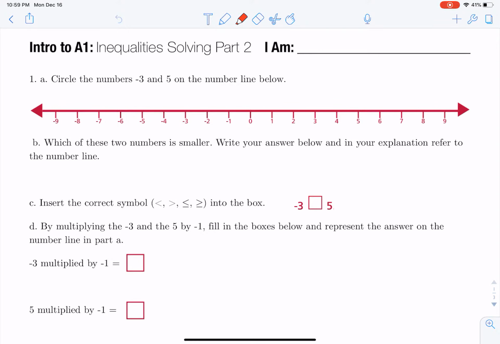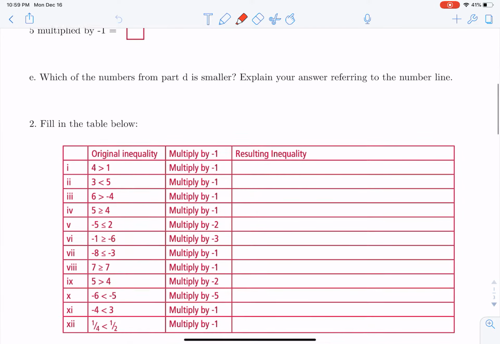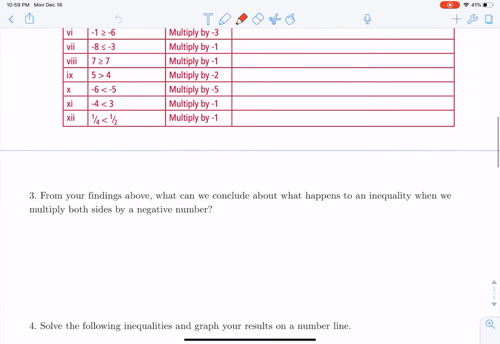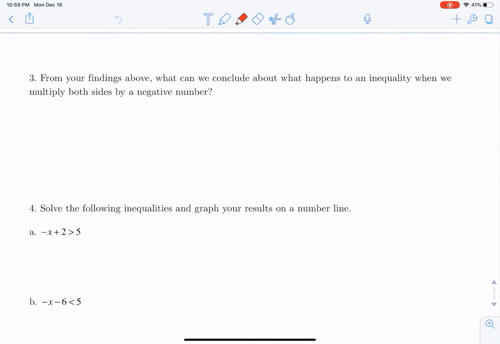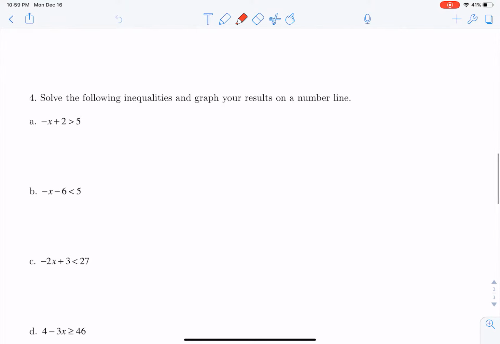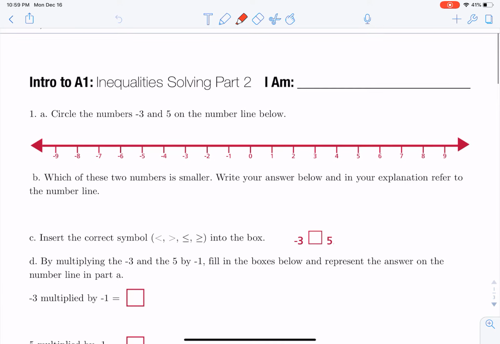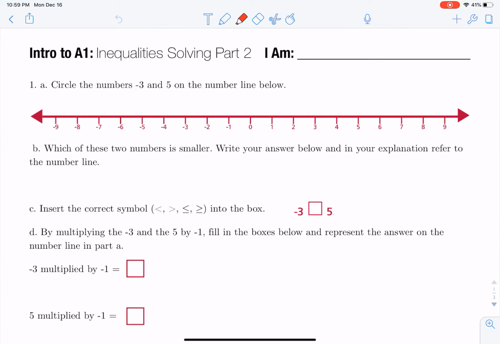So the first part, I'm going to work through these problems with you. We'll fill in some of the table together. We'll go over some of our findings here at number 3, and we'll solve a few problems together. But before we begin, there are some introductory problems for us to work through here.